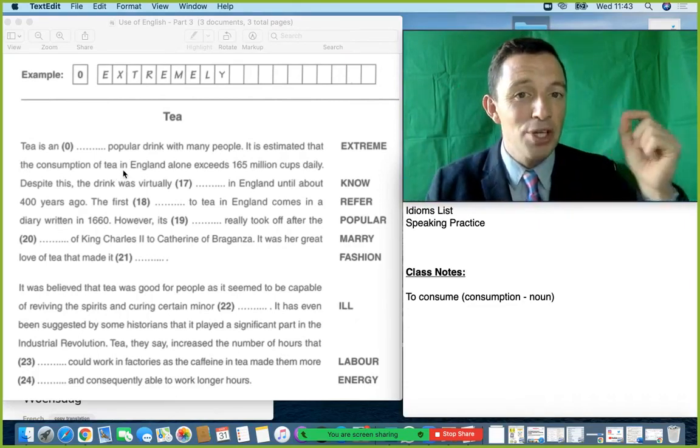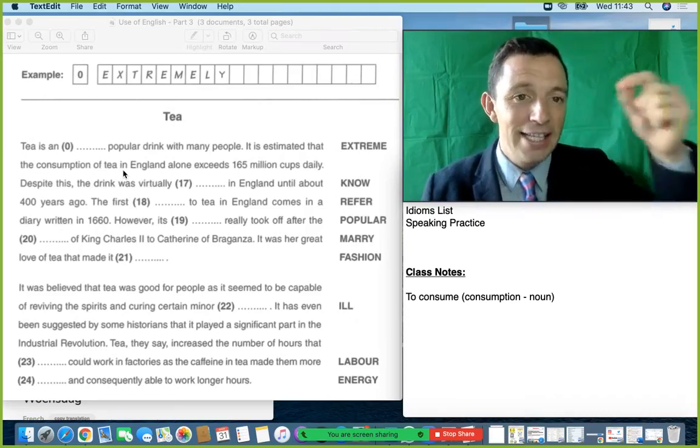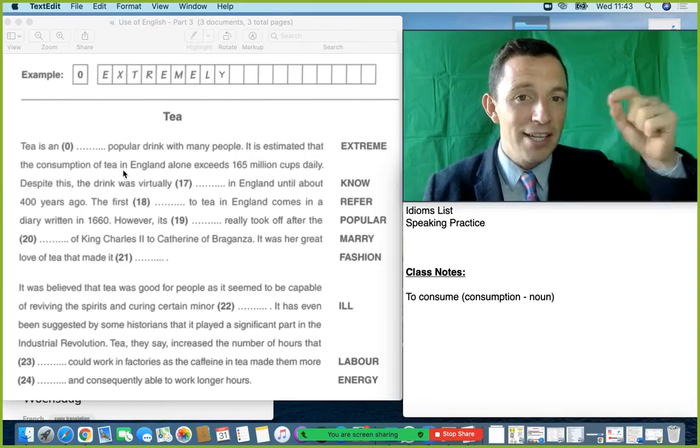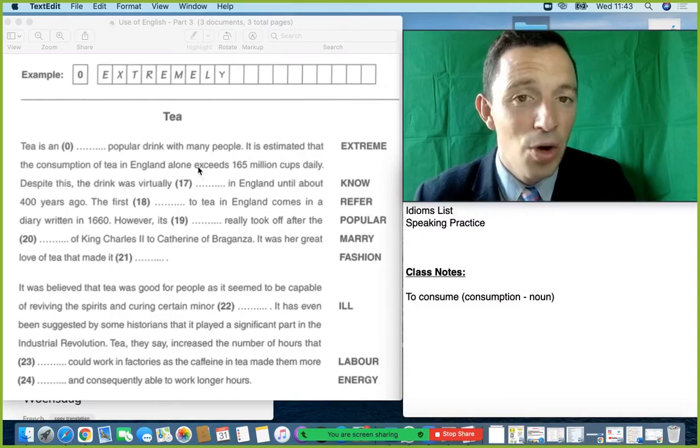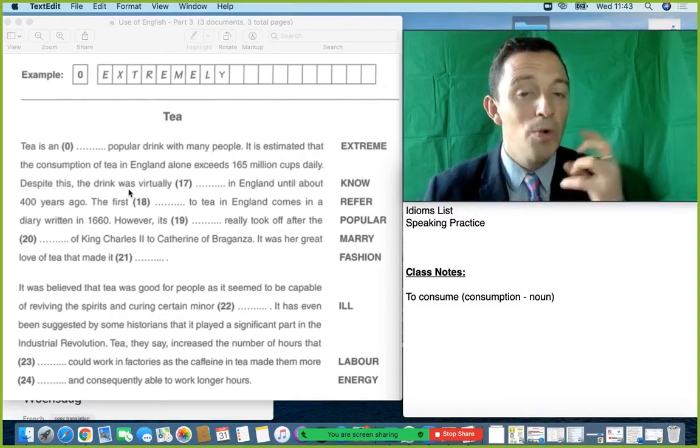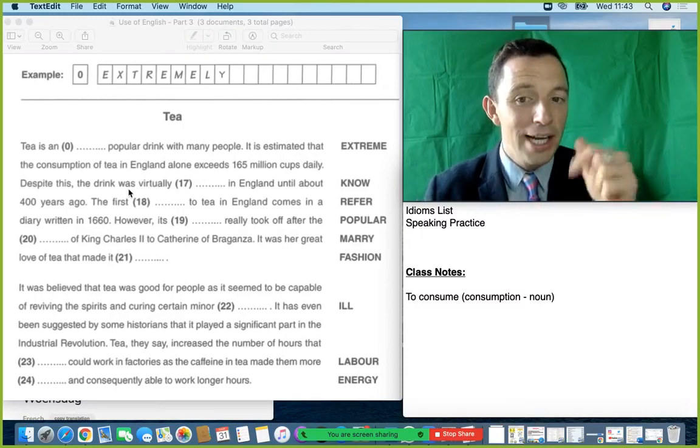In is the preposition for the country. In Ireland, in England, in Spain, in Peru, in Bolivia, and also for the city, in Dublin, in Rome. So very important for the prepositions. Alone, it means only. So only in England. The consumption only in England.